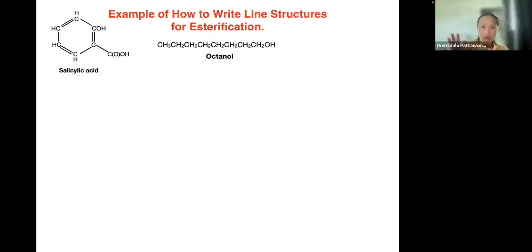Okay, so just different alcohol and different carboxylic acid. For line structure, you are going to omit hydrogen. You are going to show only the connection between carbon and carbon and also the functional group. So I'm going to start with salicylic acid.